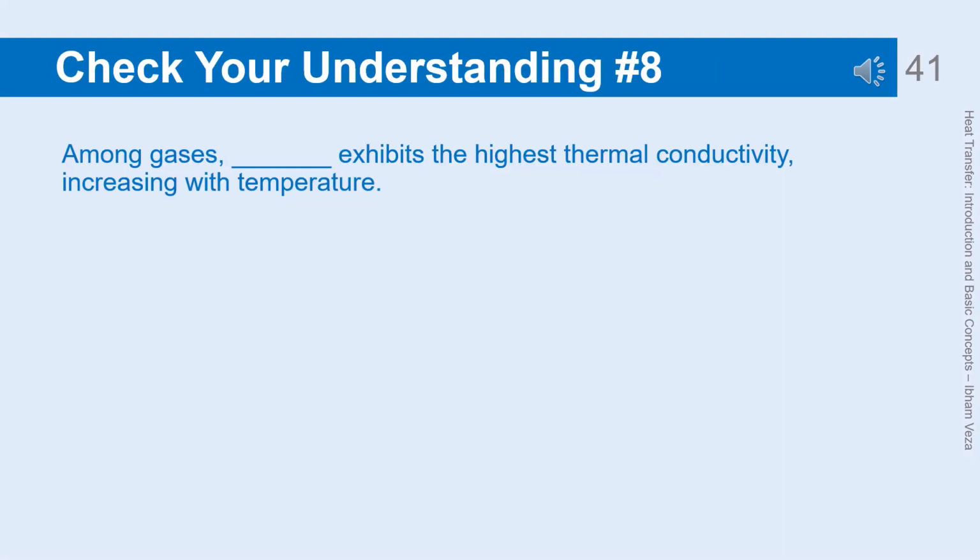Check your understanding number 8. This question asks which gas has the highest thermal conductivity. The correct answer is helium, as discussed earlier. This property makes helium useful in applications that require rapid heat transfer. The question reinforces the understanding of thermal property comparisons among gases. By mastering this, working fluid selection can be done more appropriately.